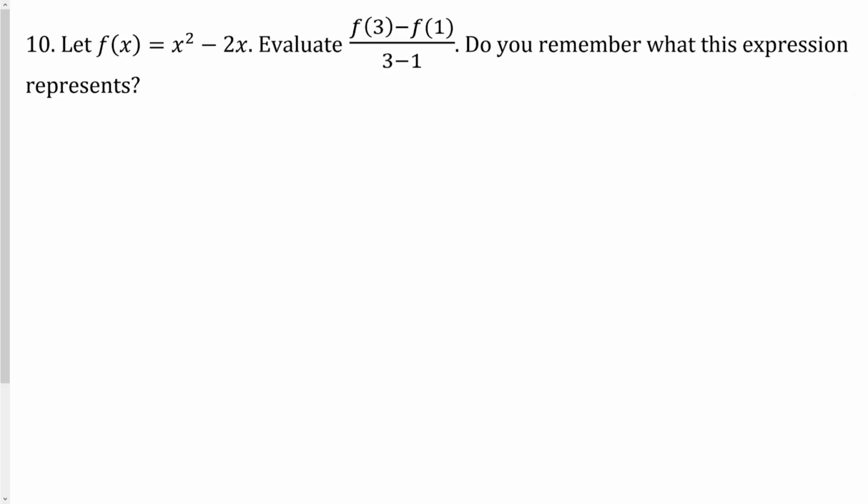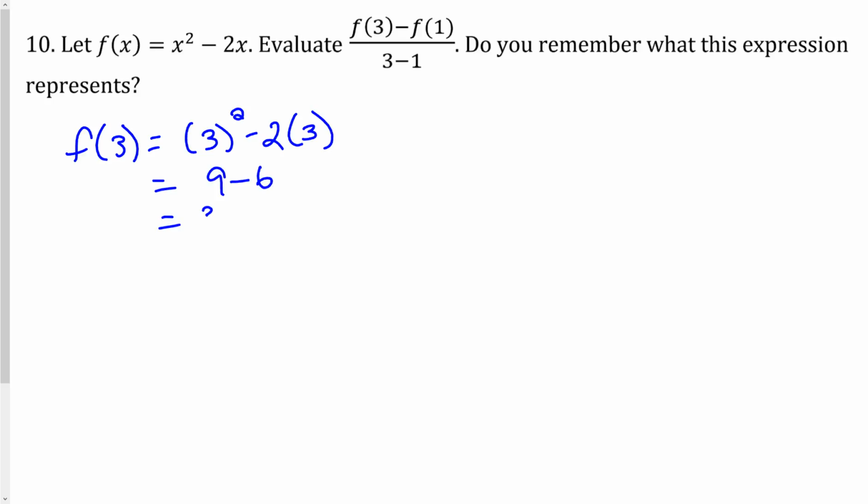And finally, number 10, let f of x equal x squared minus 2x. Evaluate this expression. Do you remember what this represents? So f of 3. Remember, this is function notation, not multiplication. This means plug a 3 in for x. So we're going to do 3 squared minus 2 times 3. 3 squared minus 2 times 3 is 9 minus 6, so f of 3 is 3.